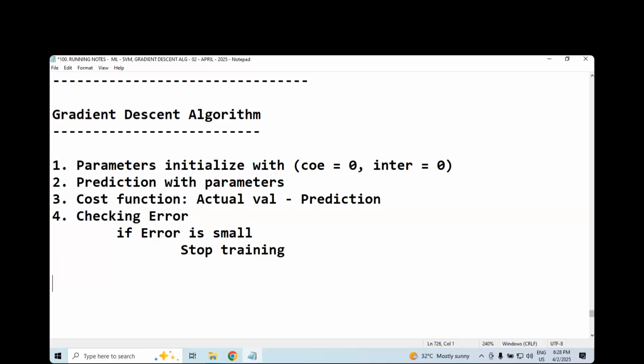Let me repeat again. Imagine error checking. There are two checks actually. Check number one: is the error small? Yes. If the error is small, stop training. What is the next one? If the error is large, this one is really very, very important. Now, let me tell you.